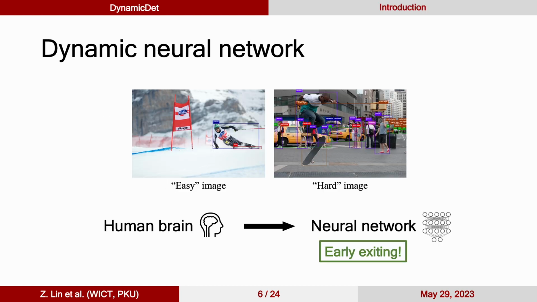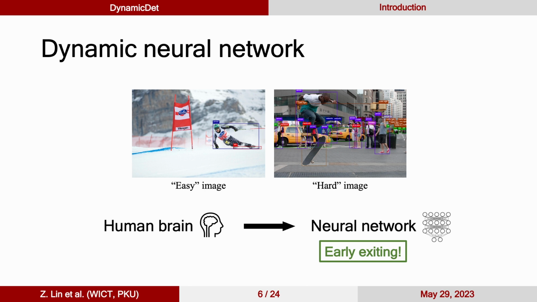The human brain inspires many fields of deep learning, and the dynamic neural network is a typical one. In the two examples shown in this slide, we can quickly identify all objects on the left easy image, while we need more time to achieve the same effect for the right one. In other words, the processing speeds of images are different in our brains, which depend on the difficulties of the images. Thus, extending from the human brain to the neural network, researchers proposed the early exiting mechanism.